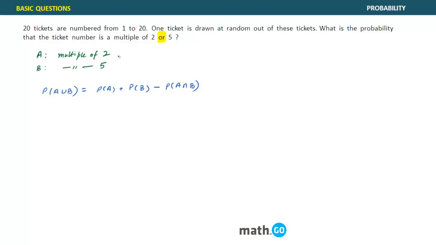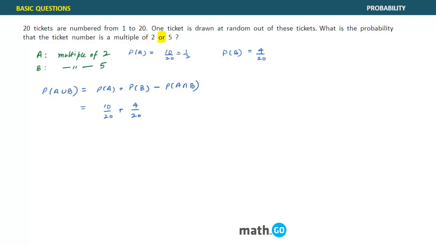Okay. So what is the probability of A, that it is a multiple of 2? There are 20 total numbers, out of which 10 will be a multiple of 2. So this is half. What is the probability of event B, that it is a multiple of 5? Yes, there are 4, so that is 4 by 20, right? Just start putting these values. I'll write 10 by 20 here, and this is 4 by 20, because taking the LCM is easier.